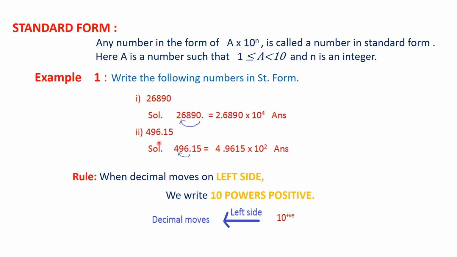Similarly, 496.15 is a number and we have to write it in standard form. We shift this decimal from here to here, which is the requirement of a standard form number: 4.9615 into 10 power plus 2. Again, plus 2 shows that we have moved the decimal 2 places towards the left side. So there is a simple rule for this discussion. When the decimal moves on the left side, we write 10 powers positive. This arrow also shows the same rule. When the decimal moves left side, positive 10 powers are used.